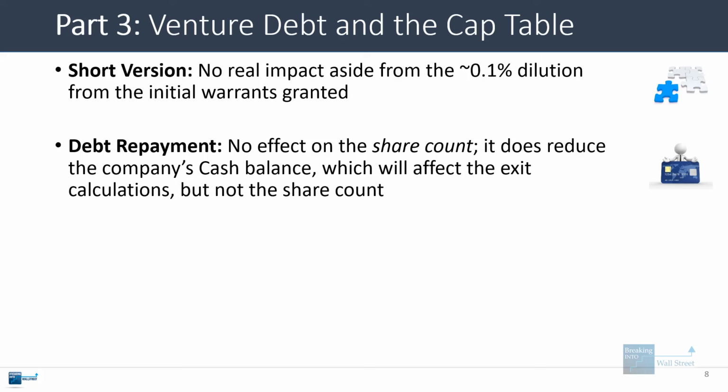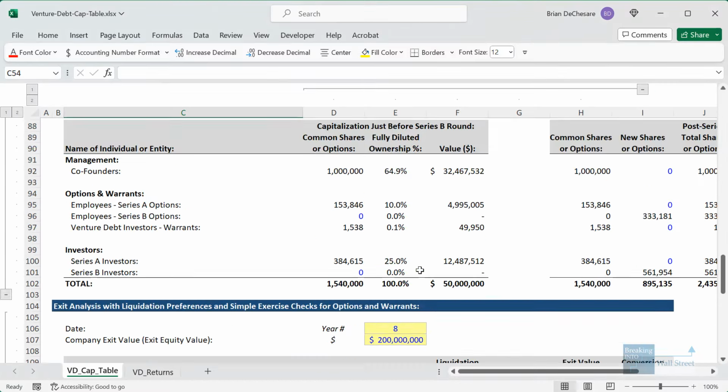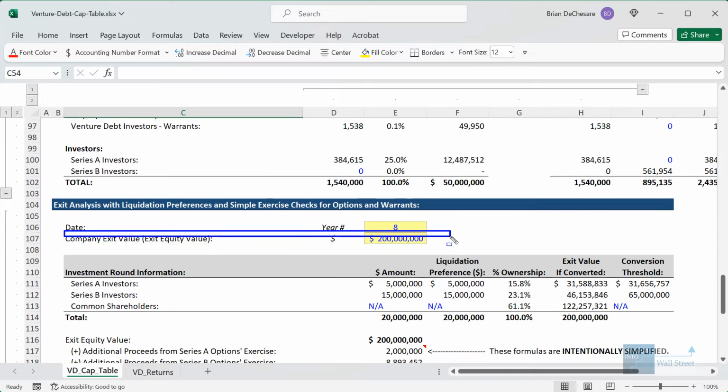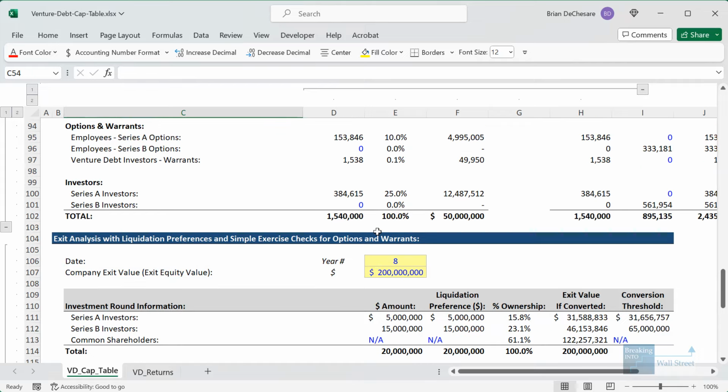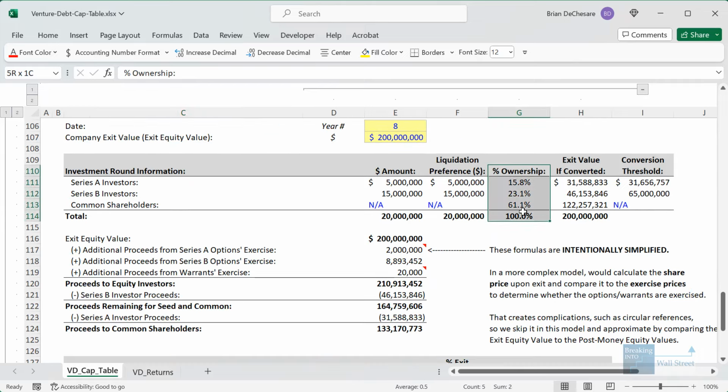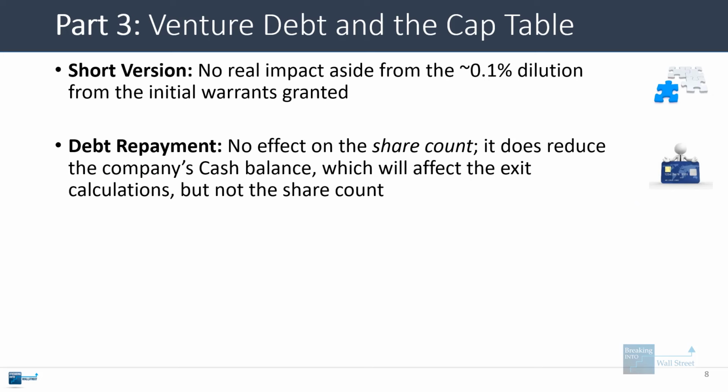There is debt repayment, in this case when the Series B round takes place, but that doesn't actually affect the share count. It does affect the company's cash balance. And so when you look at something like the exit calculation, we just skip directly to the exit equity value here. But if you did not, the amount of cash used to repay the debt could indeed affect this number, but we're not really showing it here. We're just simplifying this a little bit. However, the debt repayment does not actually affect the share count and the ownership of these different parties.